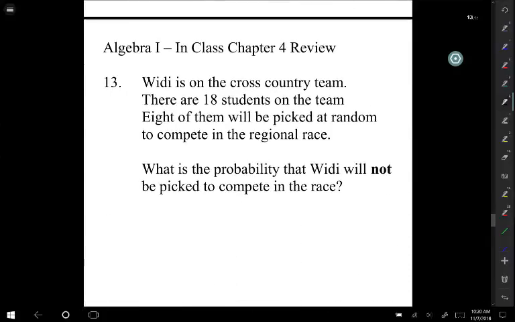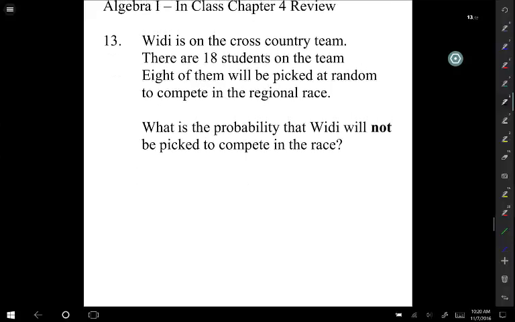All right, Wheaties on the cross-country team. There's 18 students on the team. 8 of them are picked at random to compete in the regional race. We just had the cross-country state event on Saturday. The girls finished 18th. Congratulations to our girls. Pretty good out of the state. 18th best team in the state.